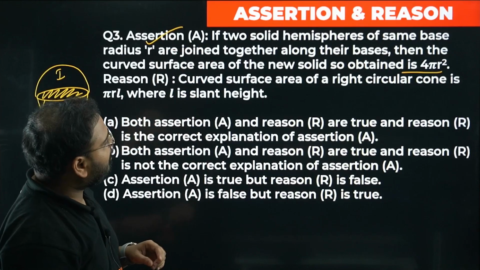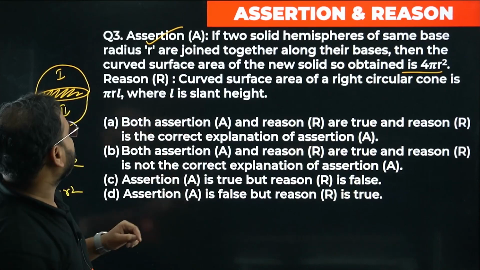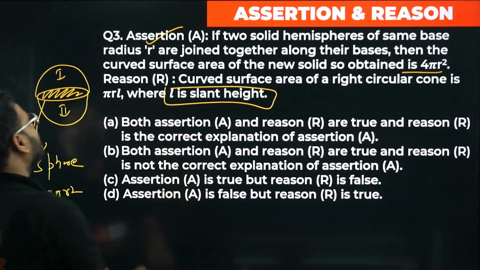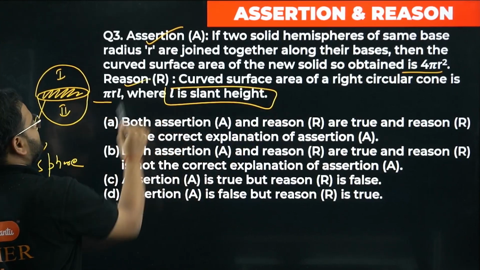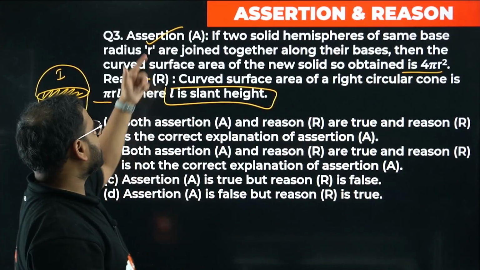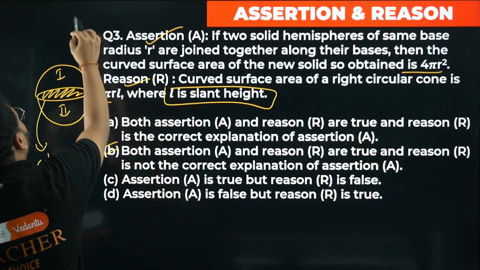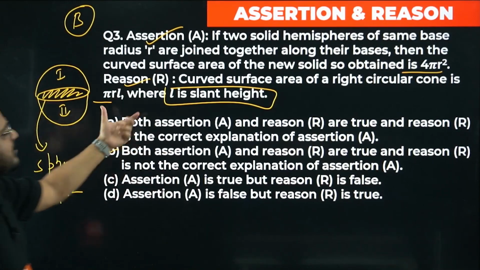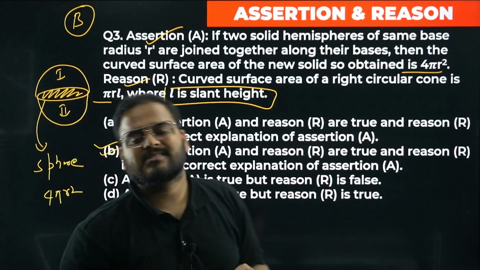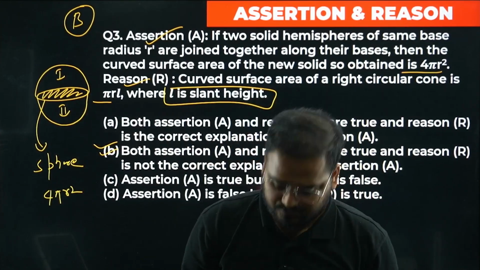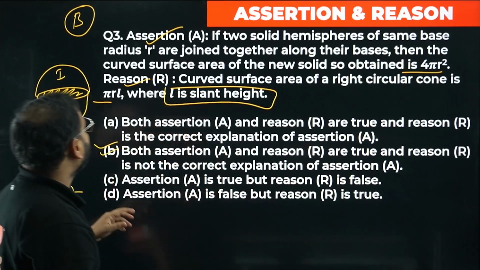Curved surface area of a right circular cone with slant height L is what? Pi r L. So correct, sir. Both of them are correct, but they don't explain each other. The reason doesn't explain the assertion, so option B is correct. Please check this out. First, because of the sphere being formed. Second, because the standard formula for the slant height L is given. So what is the CSA? Pi r L. Question number 3 is also done.